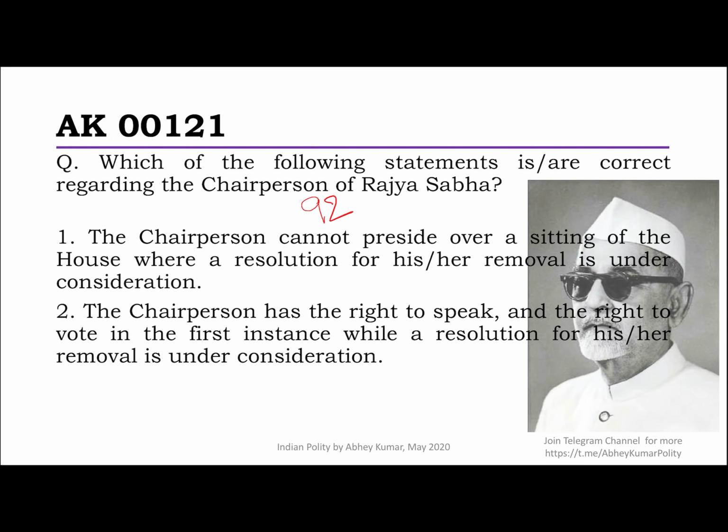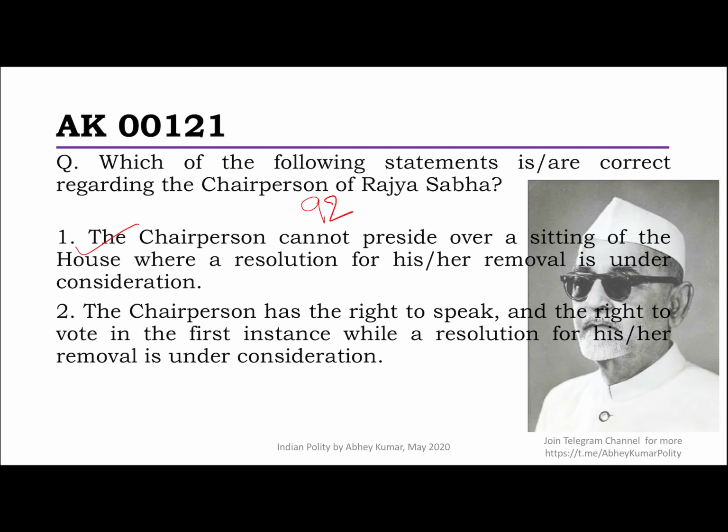The first statement says the chairperson cannot preside over a sitting of the House where a resolution for his or her removal is under consideration. This is absolutely correct. I'm sure you knew that. The chairperson, whether it is Lok Sabha or Rajya Sabha, both houses, when the proposal is being discussed for their own removal, then they cannot be presiding over the session. So they have to sit in the House.